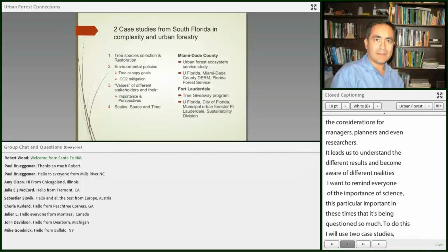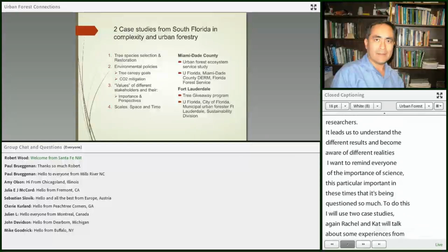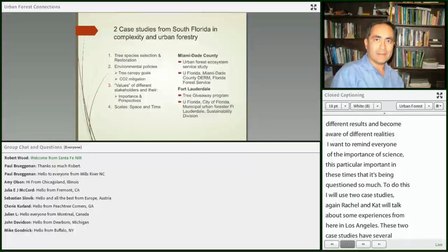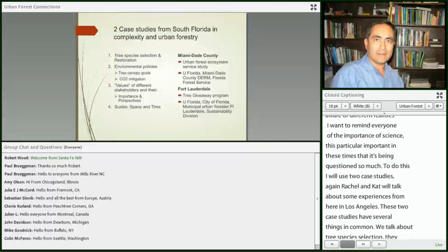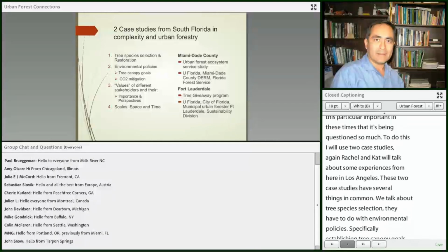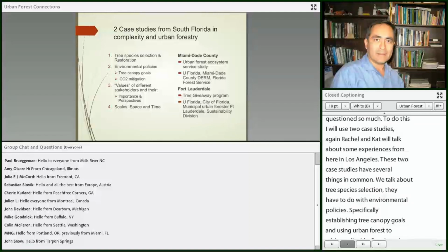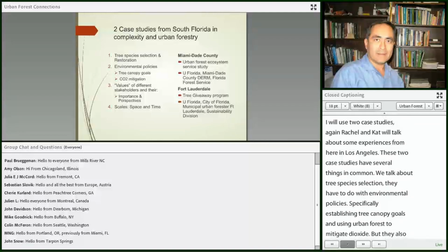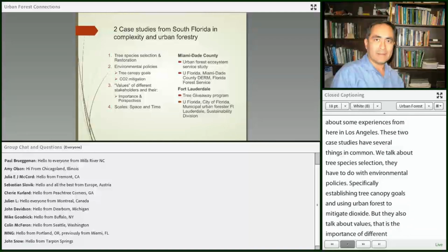So these two case studies have several things in common. We talk about tree species selection and restoration. They have to do with environmental policies, specifically establishing tree cover goals, tree canopy goals, and using urban forests to mitigate carbon dioxide. Okay? But they also talk about values, that is the importance the different segments of the community, of society, place on this resource and on these systems.